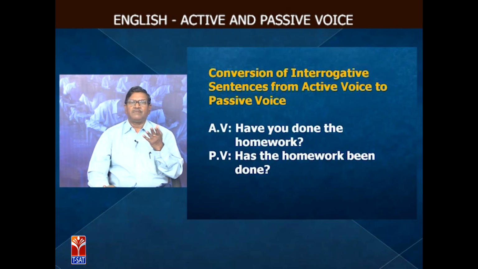Likewise, imperative sentences can be transformed from active voice to passive voice. Conversion of interrogative sentences from active to passive. Have you done your homework? Have you done your homework?